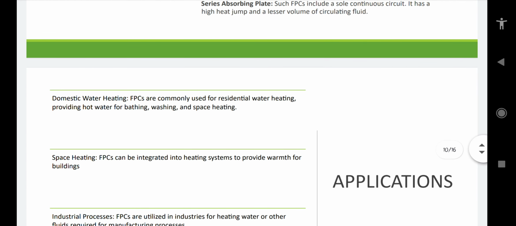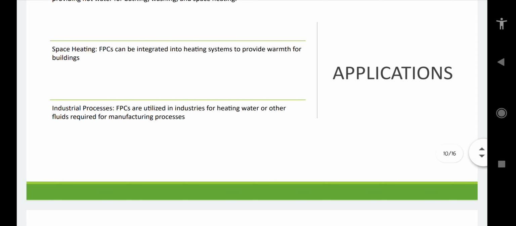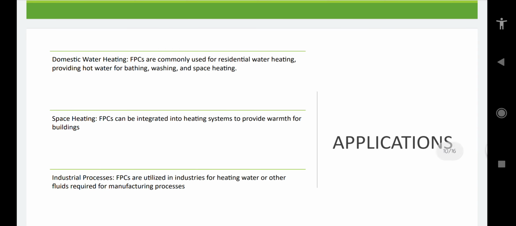And now the applications, we are going to see about applications. The main applications are domestic water heating, meaning for hot water purposes we use these flat plate collectors. And space heating, and these FPCs can be integrated into heating systems to provide warmth for buildings. For some large buildings we can use these flat plate collectors.